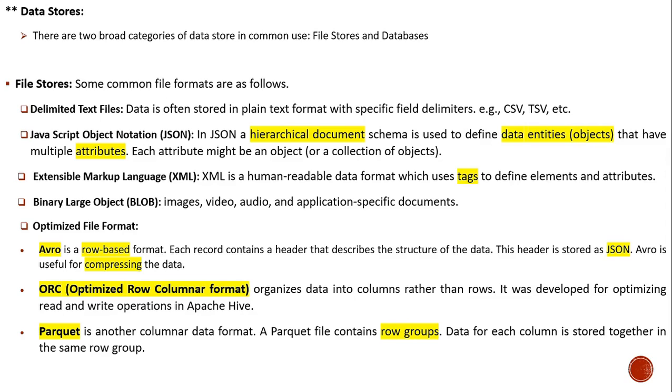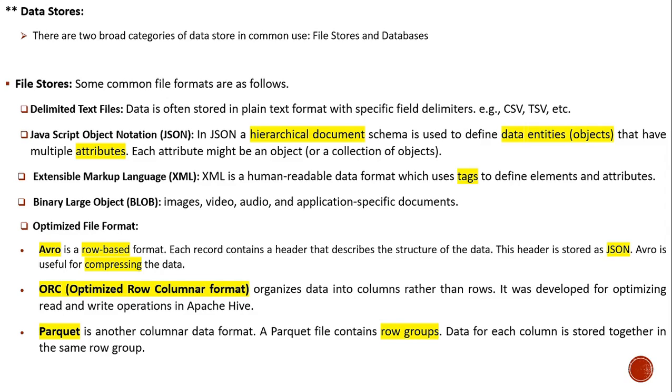The next one is the optimized file format. So Avro, ORC and Parquet, these are the optimized file formats. These are also very important from exam perspective. So Avro is nothing but the row based format. So again I have highlighted the keywords over here. So it's row based, and it has a header and the header is stored as a JSON. And Avro is useful for compressing the data. So from storage optimization point of view, Avro is important.